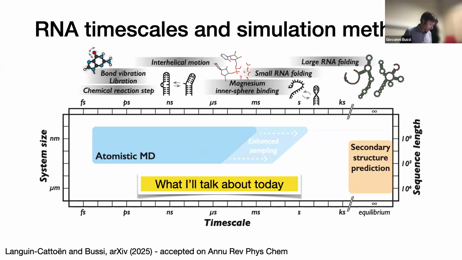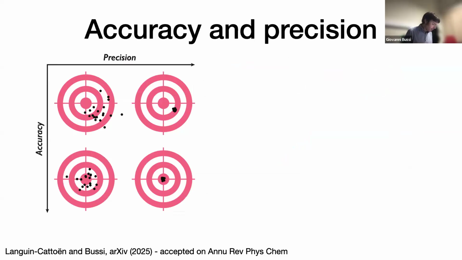On the other hand, I will also show some applications done with secondary structure prediction methods. Here you have several approximations, but you can access larger systems and also go to virtually infinitely long timescales, so you can basically sample at equilibrium. Okay, so these are computational methods.